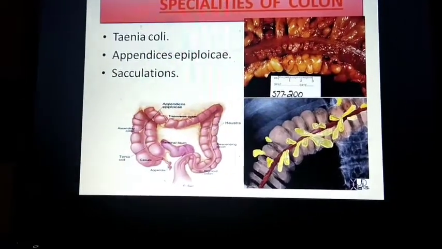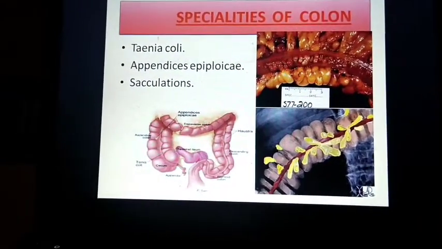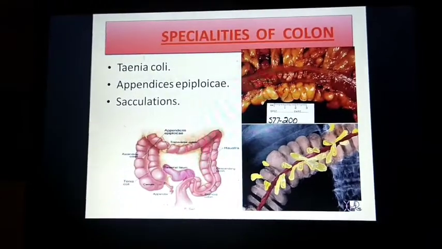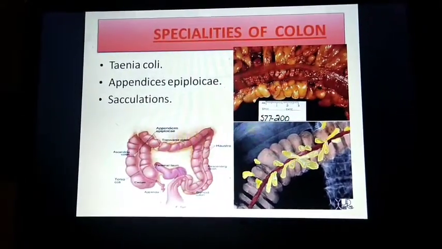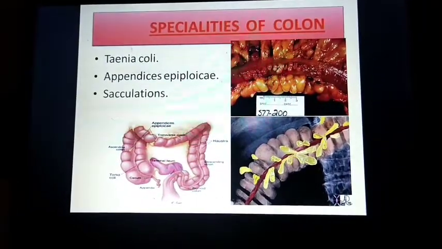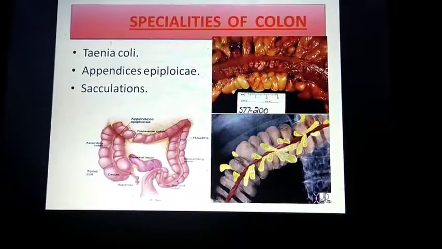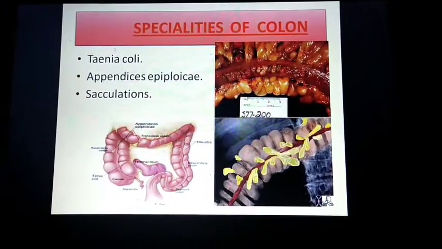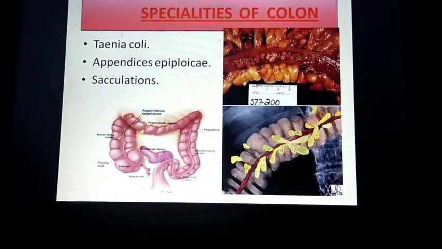Taenia means ribbon-like bands present in the large intestine. These are made by the longitudinal muscles of the large intestine. Appendices epiploicae: epiploic means fat, and appendices are pouches of fat of the peritoneum. And sacculations.